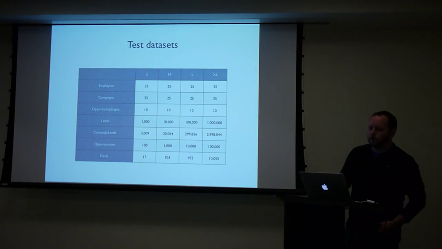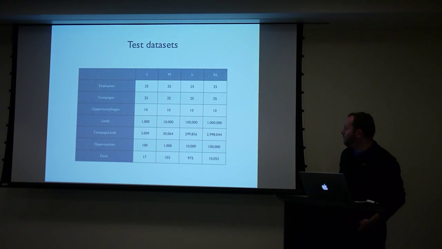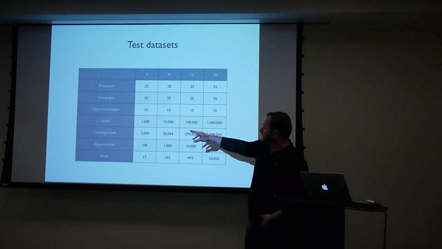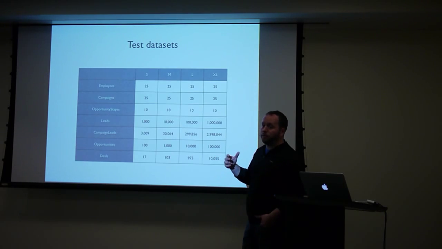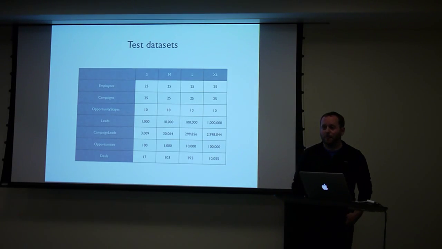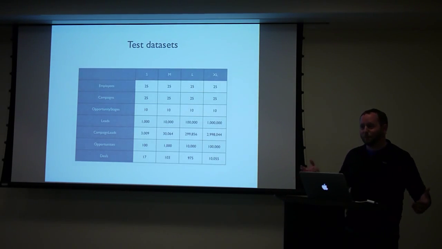I also built some test data sets. I based them off of the number of leads. So this is a system that has leads. Leads can belong to many different campaigns. They get converted to opportunities. Opportunities go through stages. Stages are won as deals by employees. Does that make sense? I needed something so as not to make numbers out of thin air for you.